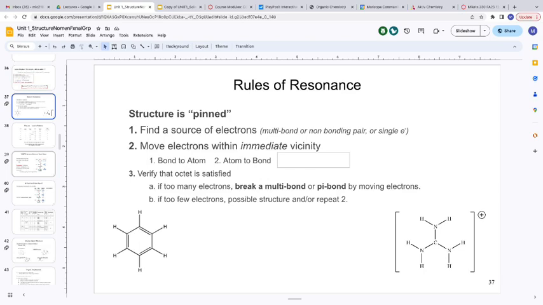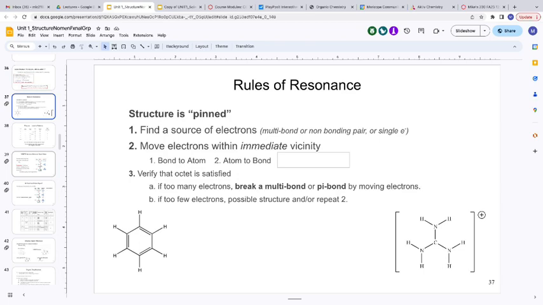Once we've done a single movement, we have to verify that our octet is satisfied. With our last one, we did that single movement, and carbon exceeded its octet. We can't exceed octets. That's bad. So we have to fix that by breaking a multi-bond or pi bond, another one potentially. If it's too few electrons, that's a slightly different scenario, and that's one that we're actually going to encounter with this example with our benzene. I thought this actually showed all the carbons in it. Are we okay knowing that those are carbons?